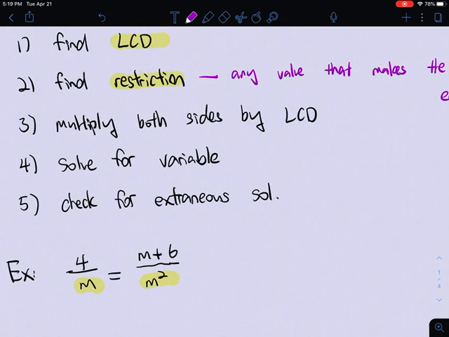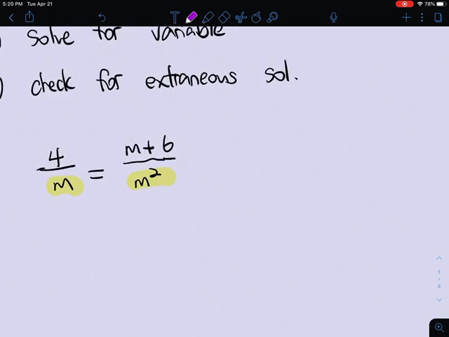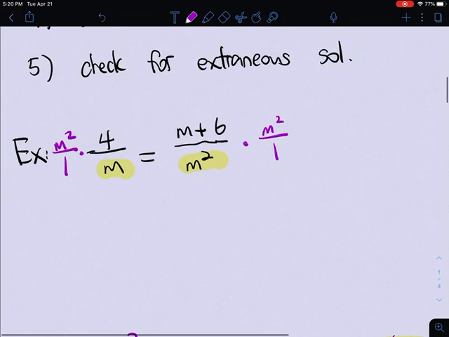Step 3 says to multiply both sides by the LCD. The LCD is m squared, so I'm going to do that. So let's multiply the left side by m squared, and I'm actually going to put m squared over 1, just so that we're multiplying a fraction by a fraction. And then same thing on the right-hand side. And let's go ahead and simplify. This is something we know how to do, right? Because we just did operations.